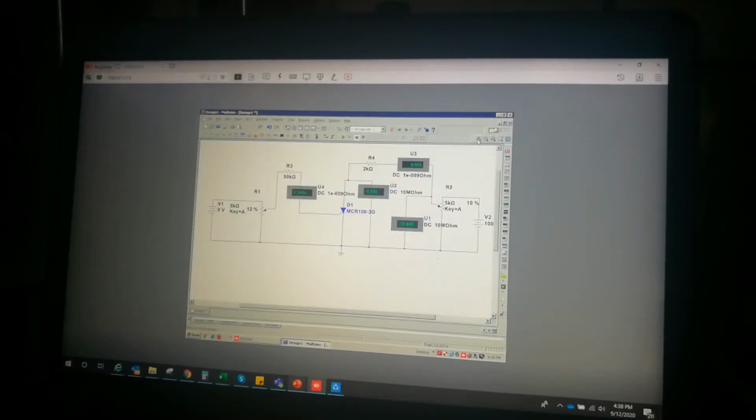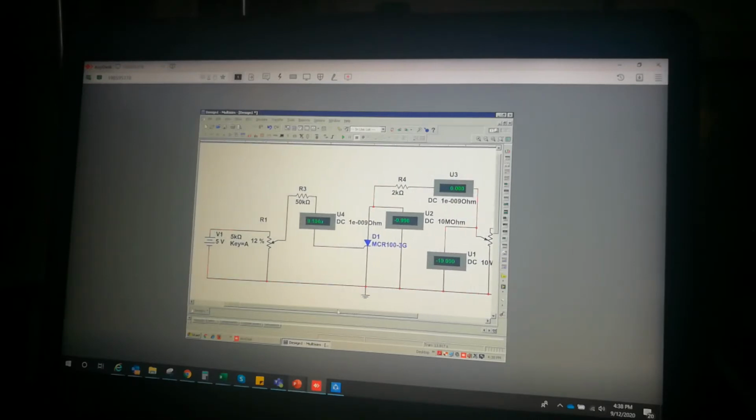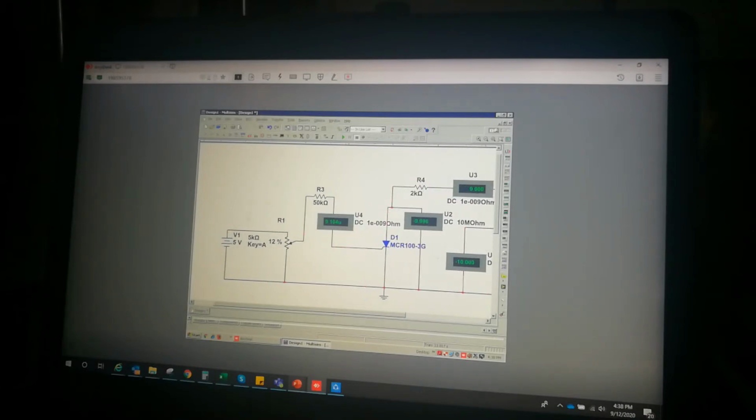So in this circuit, I have created an SCR circuit using this part number MCR103G. On the left side, I have created a trigger circuit supplying 5 volts, a potentiometer, and another resistor to define the current. So in the setup, I set it up at 12% so that I can achieve a trigger gate current of 9.104 microampere.